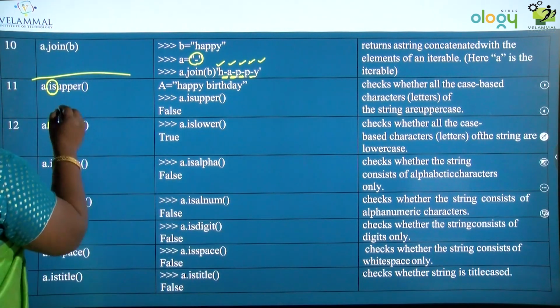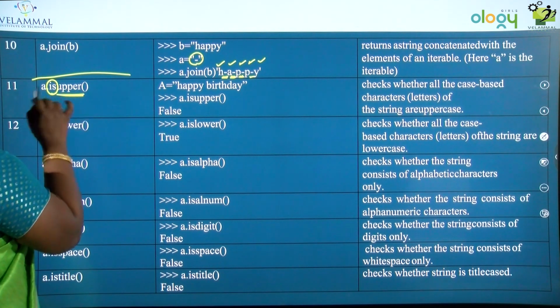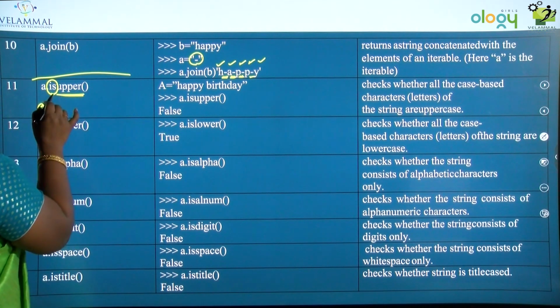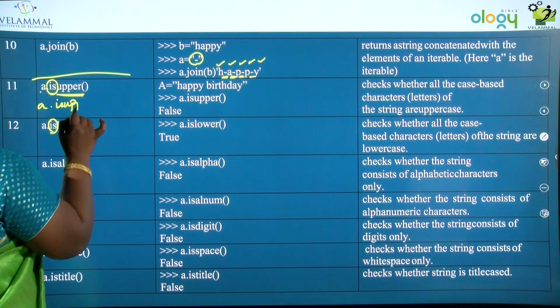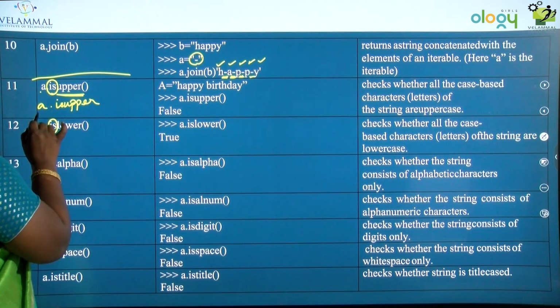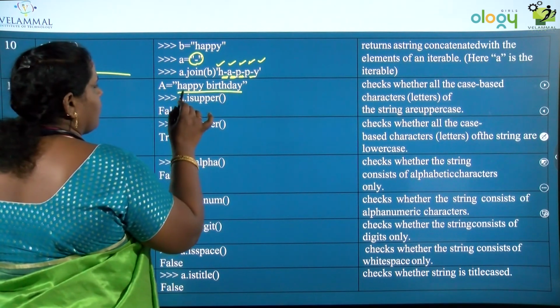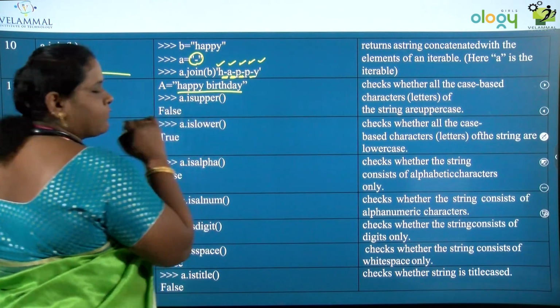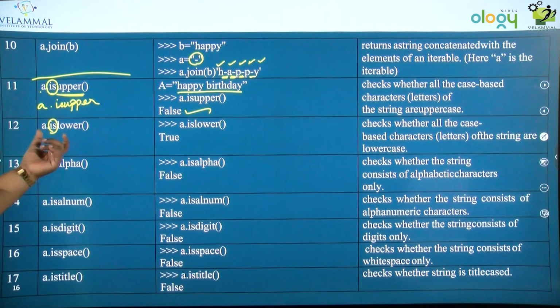So what is upper? I'm going to check whether the string is uppercase or lowercase. Here I'm checking a dot is upper. So I'm checking whether the string is in uppercase. What is the string I have created? Happy birthday. So is it going to be uppercase? No, it's going to be in lowercase. So what is the answer I'm receiving over here? False.